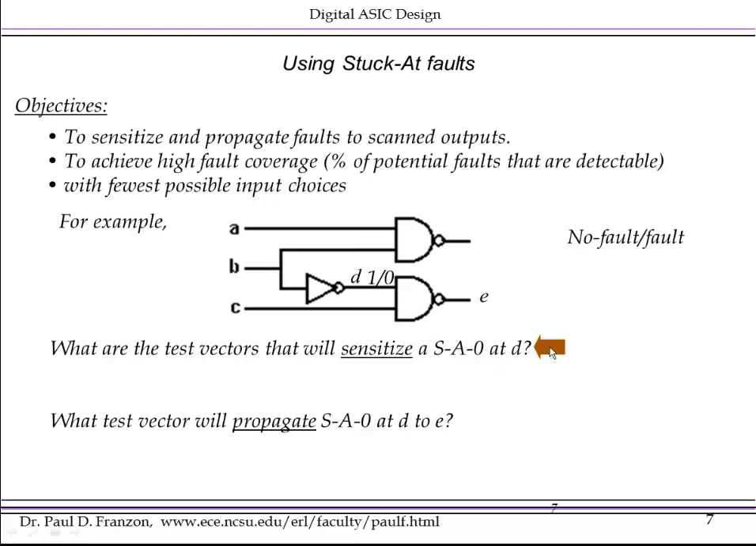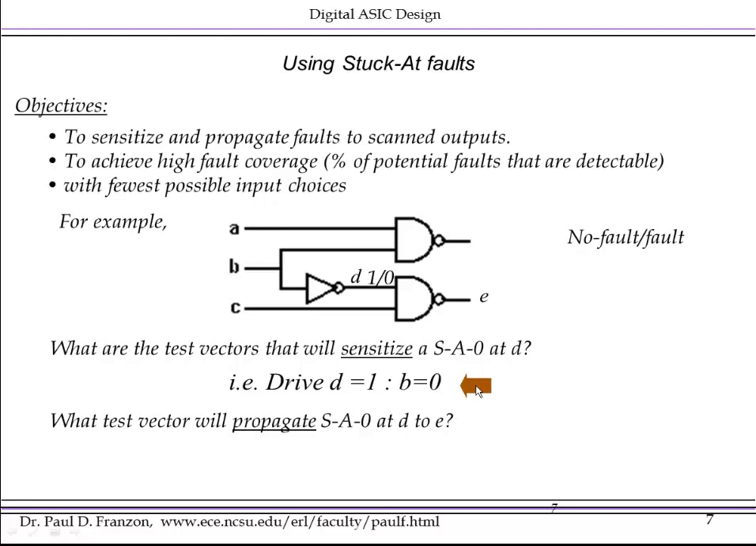And you can apply simple logic principles to work out some candidate test vectors. There are several possible test vectors, but in all of them, it's quite simple. To drive D to 1, B has to be 0. Actually, we don't care what A and C are in order to drive D to 1. So all the test vectors that will sensitize this stuck-at 0 fault involve B being equal to 0.